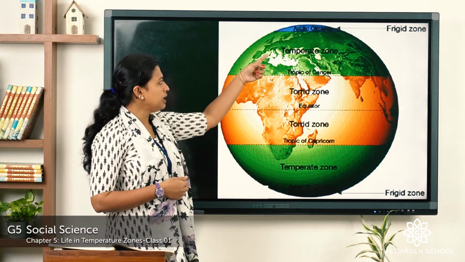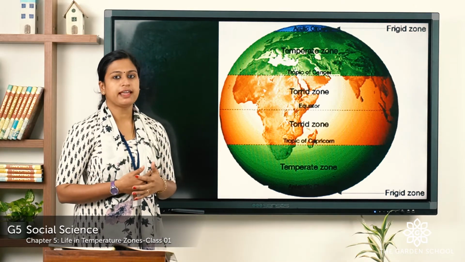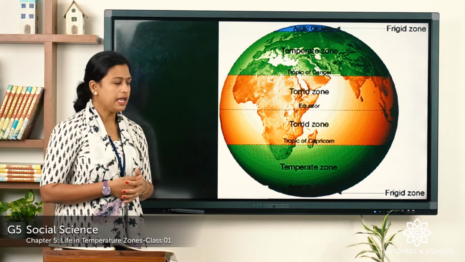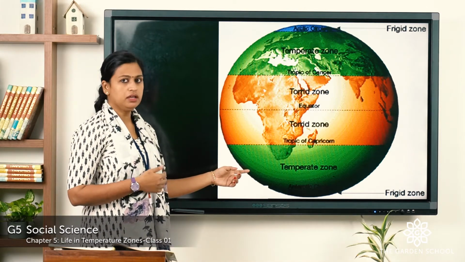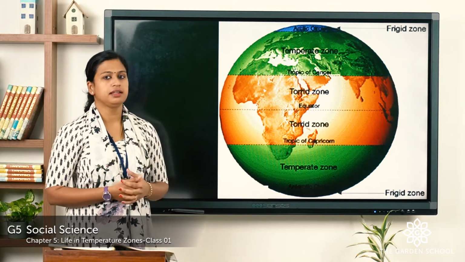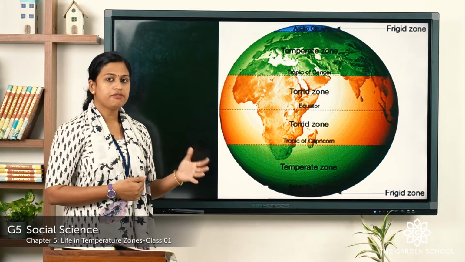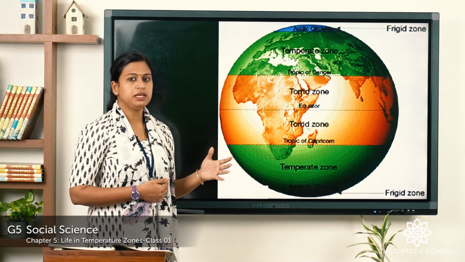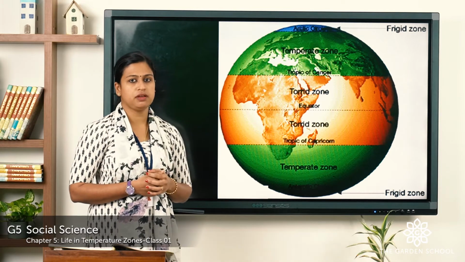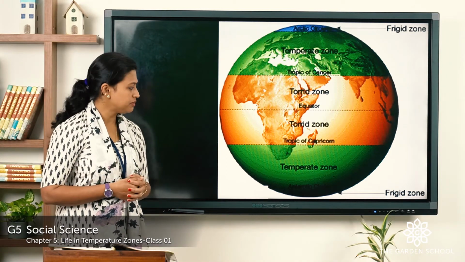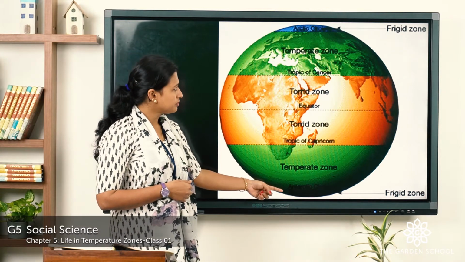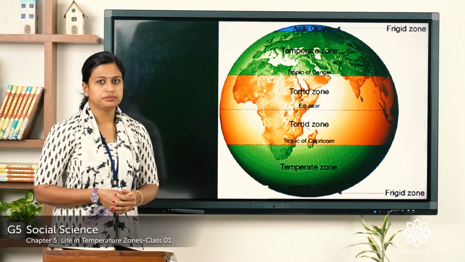This temperate zone lies between Tropic of Cancer and Arctic Circle in the northern hemisphere, and in the southern hemisphere it lies between Tropic of Capricorn and Antarctica Circle. Frigid zone lies between Arctic Circle and North Pole in the northern hemisphere. In the southern hemisphere it lies between Antarctica Circle and South Pole.